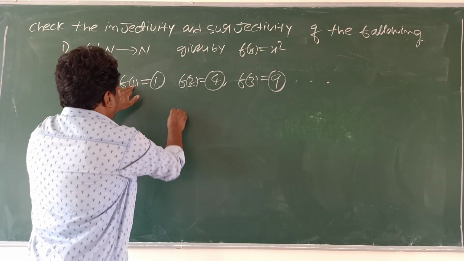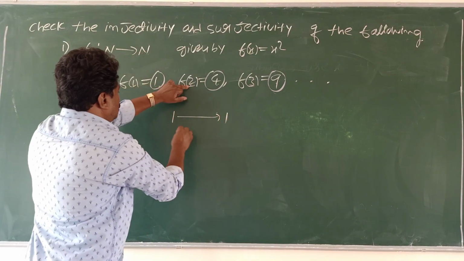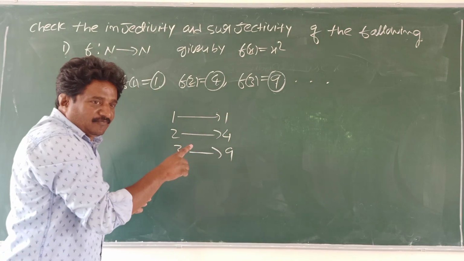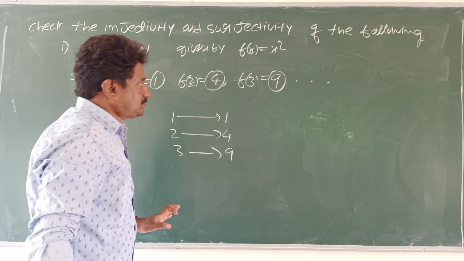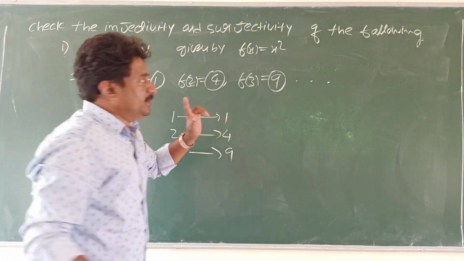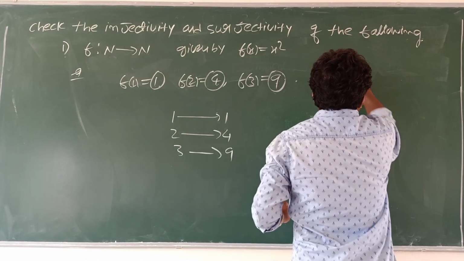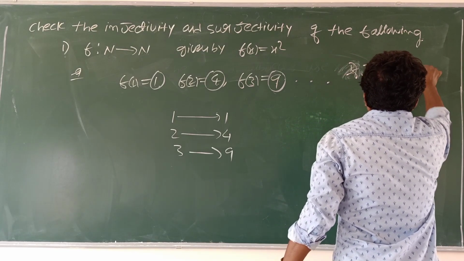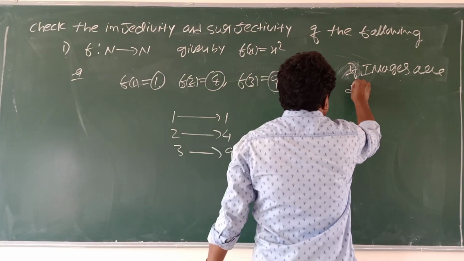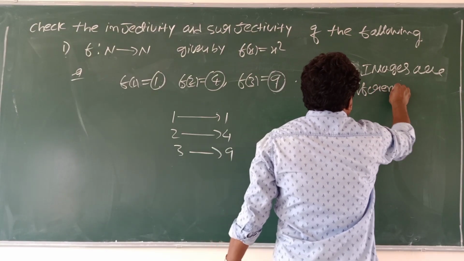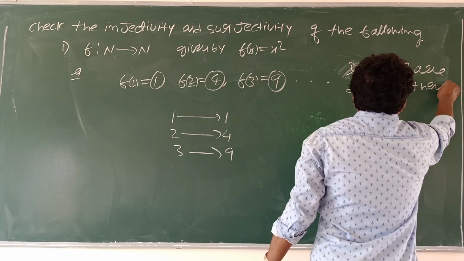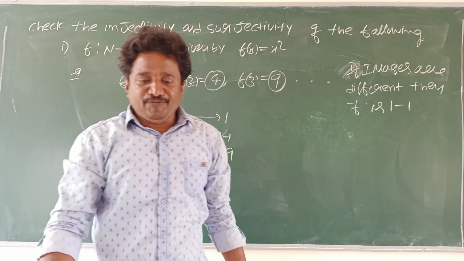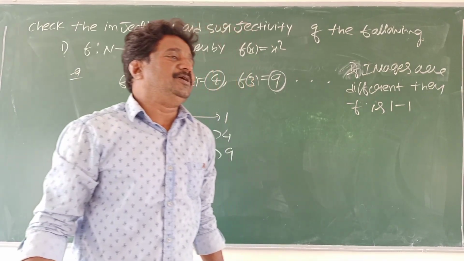Look at this. 1 is related to 1, 2 is related to 4, 3 is related to 9. Isn't this one-one? Surely one-one, right? You analyze everything in mind. That is, if images are different, then f is one-one. Keep the general point in mind.